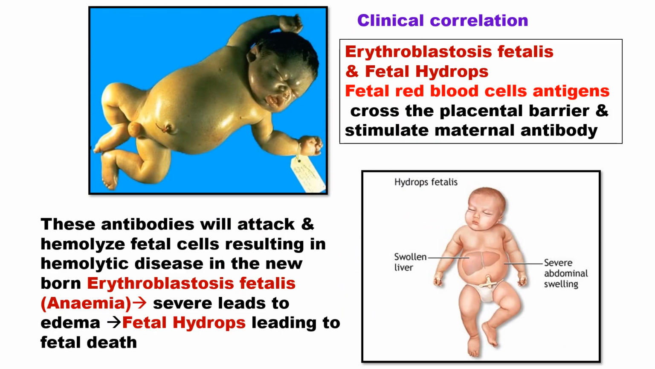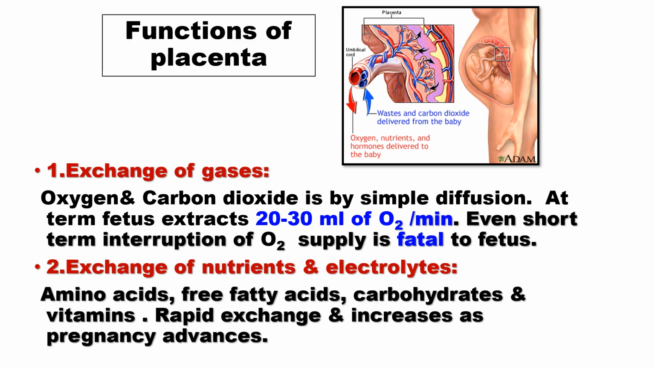Other important clinical relations are erythroblastosis fetalis and fetal hydrops. Fetal red blood cell antigens cross the placental barrier and stimulate maternal antibodies. These antibodies attack and hemolyze the fetal cells, resulting in hemolytic disease of the newborn, which is erythroblastosis fetalis, causing severe anemia and edema, fetal hydrops, and leading to fetal death.